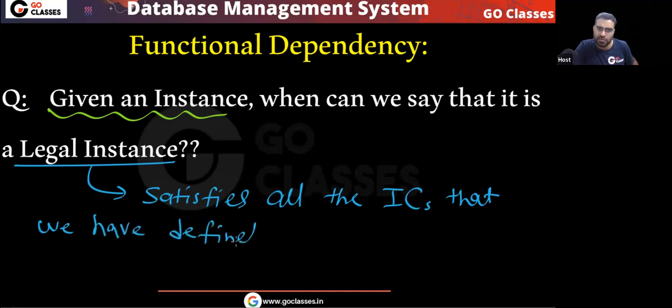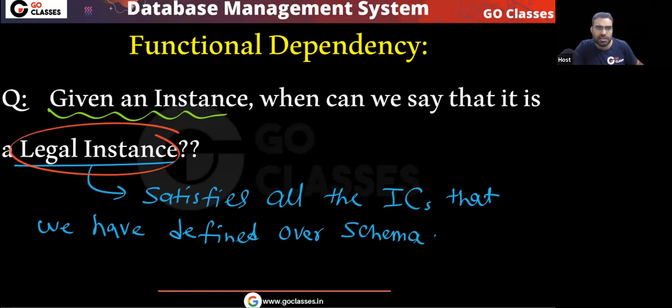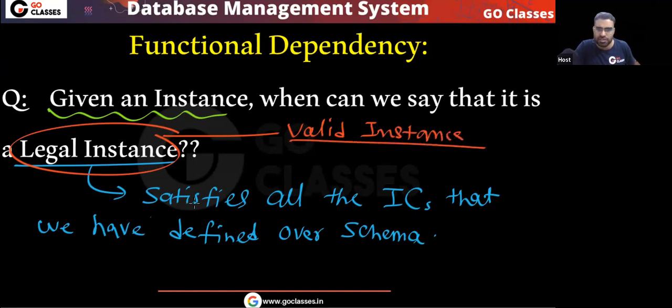Is this clear? Defined over schema. Remember, when you say legal instance, you can also say valid instance. What this means is an instance which satisfies all the integrity constraints that we have put on the schema. Is this clear? So all the integrity constraints that you have defined on the schema must be satisfied.